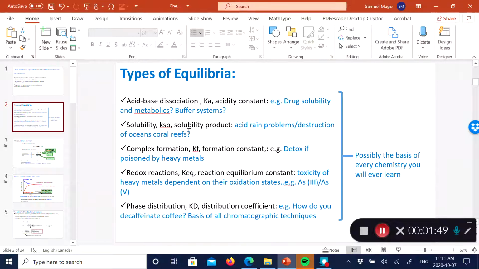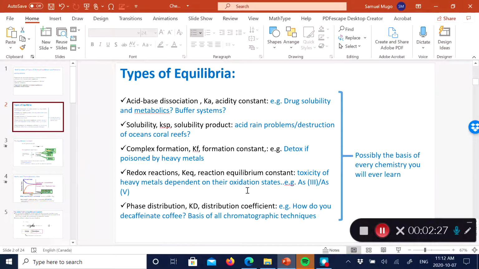Now, you also have the solubility product, which is characterized by the Ksp. We also have the complexometric equilibrium, which is characterized by what you call the Kf, or what people often refer to as a formation constant. And you also have the redox equilibria, often characterized by the Keq, equilibrium constant. And lastly, you've got the phase distribution equilibria, or what you call the Kd. I'll take note of this.